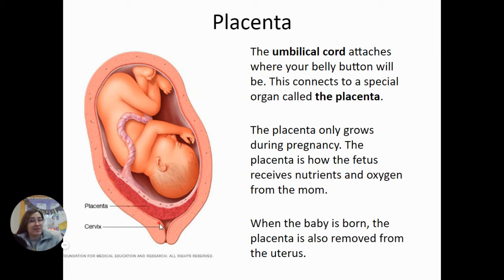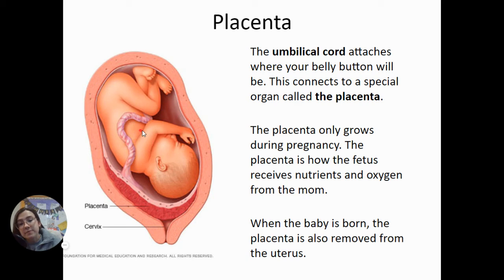Now, what's a placenta, you say? Females grow the placenta only during pregnancy. It is a new organ that is temporary. So the placenta is how the fetus receives nutrients and oxygen from the mom.